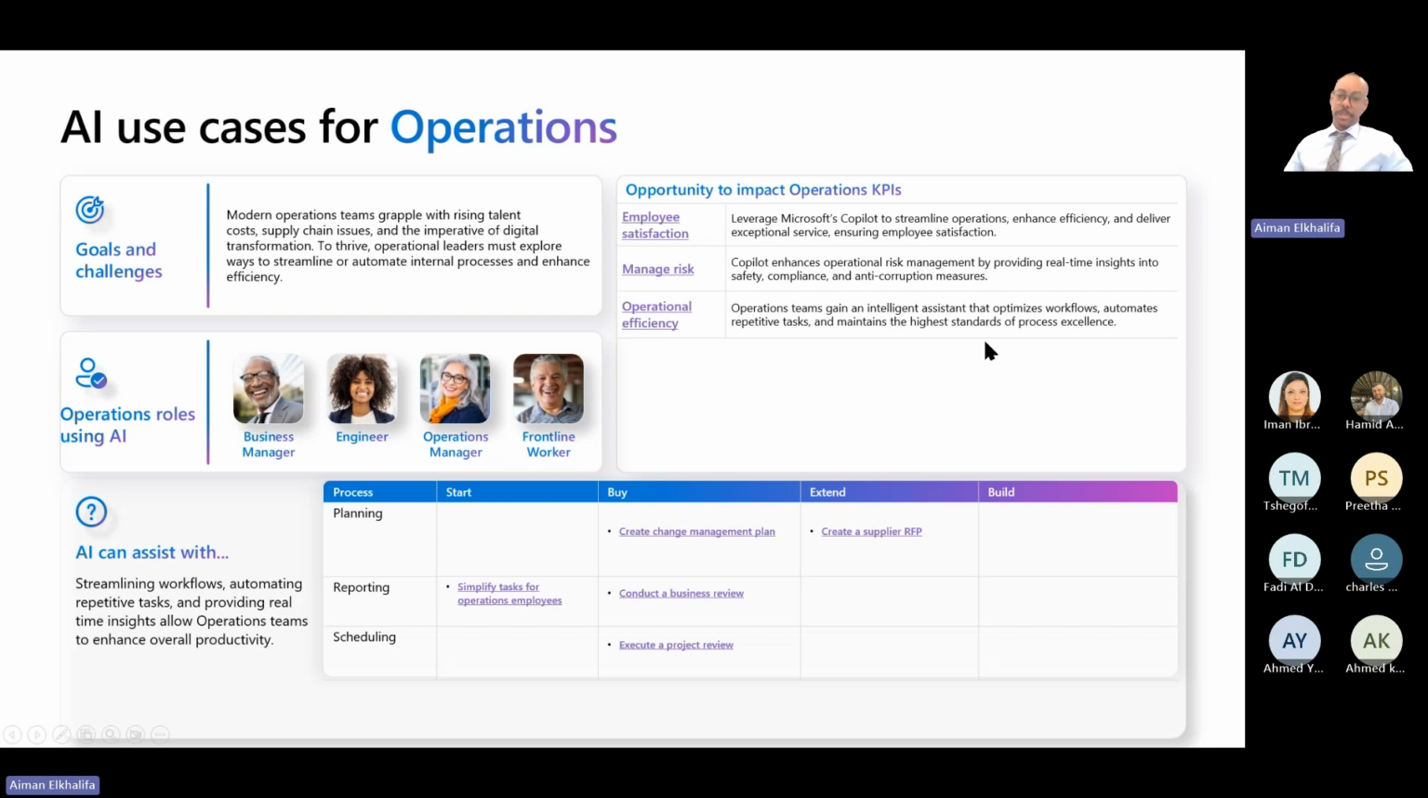standard of process excellence. Now, the scenarios are categorized, as I told you, into different efforts: start, buy, extend, and build. The scenarios that we will discuss are these 5 scenarios, from simplifying tasks for operations employees at the first effort, and then creating a change management plan, conducting a business review, and executing a project review. But if you want to extend the capability, one sample scenario we want to share with you today is how to create a supplier RFP using agents and so on.